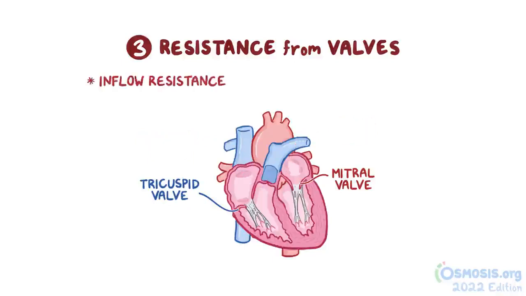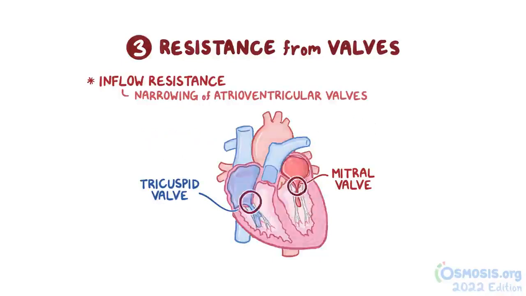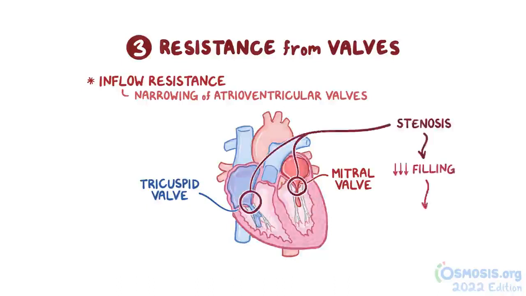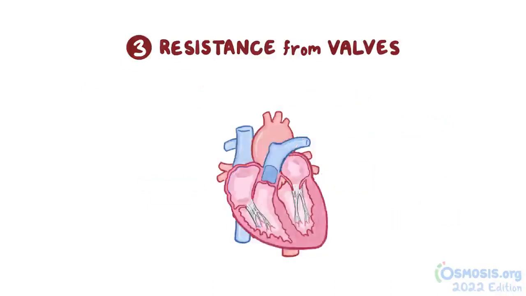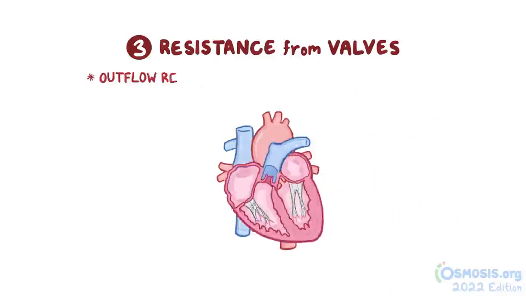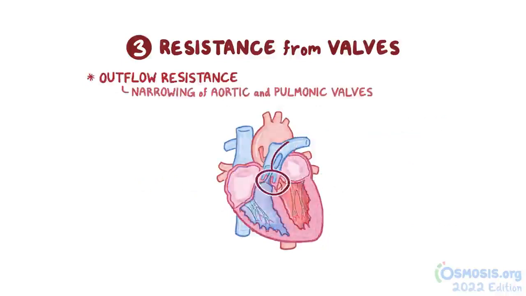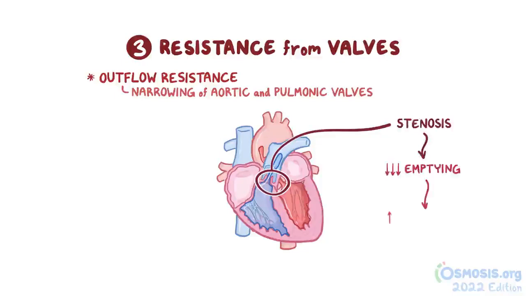Inflow resistance is created by the narrowing of atrioventricular valve openings such as mitral stenosis and tricuspid stenosis. This results in decreased filling of the ventricles and therefore decreased preload. On the other hand, outflow resistance is created by the narrowing of aortic and pulmonic valves such as aortic stenosis and pulmonary stenosis. Eventually, this results in decreased emptying of the ventricles and therefore increased preload.